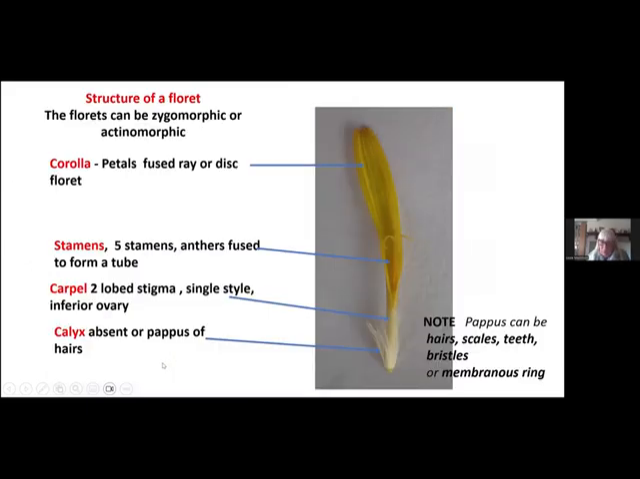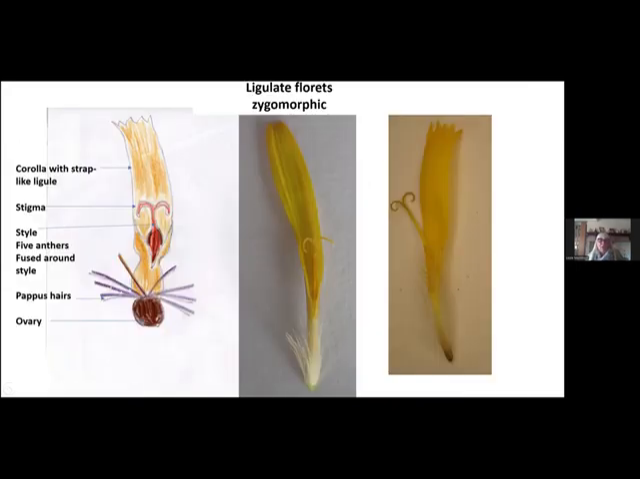But the actual floret can be zygomorphic like this one, where it's not symmetrical, or it can be radially symmetrical like the tubular florets, which I'm going to come on to in a minute. So that's the basic structure.